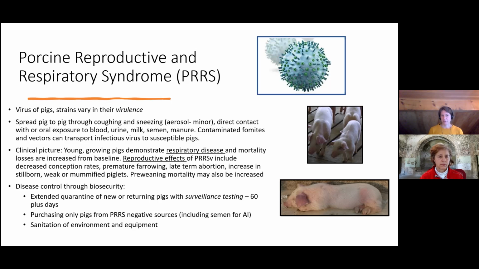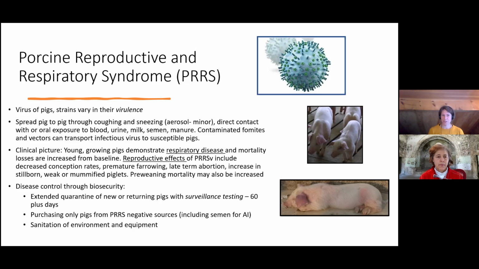The other kind of clinical presentation of this virus is concerning the breeding herd. So the reproductive effects of the PRRS virus include decreased conception rates, premature farrowing, late-term abortions, and increases in stillborn piglets, weak piglets, or even mummified piglets. And the other thing you may notice is that the pre-weaning mortality in your nursery could be increased as well.